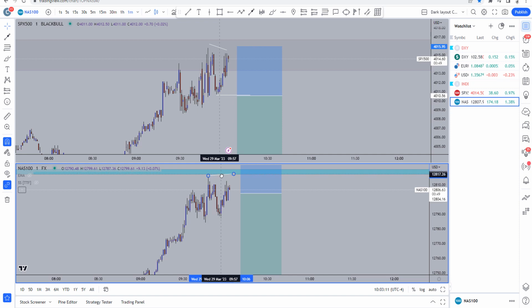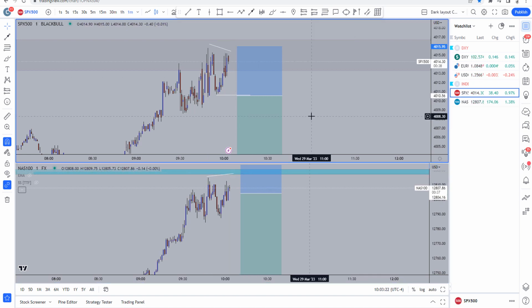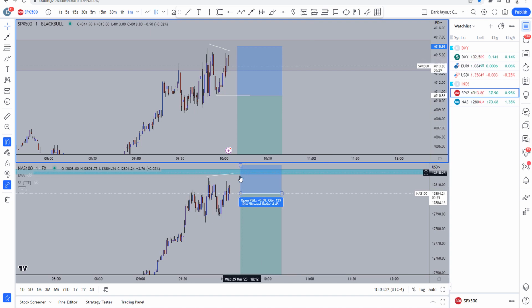For the moment we don't have divergence. I just want to see NASDAQ to come here, that's why I have it like that. For the moment it is exactly the same. Okay, I'm just showing what I'm expecting in order to enter the trade. That's what I'm doing right here.